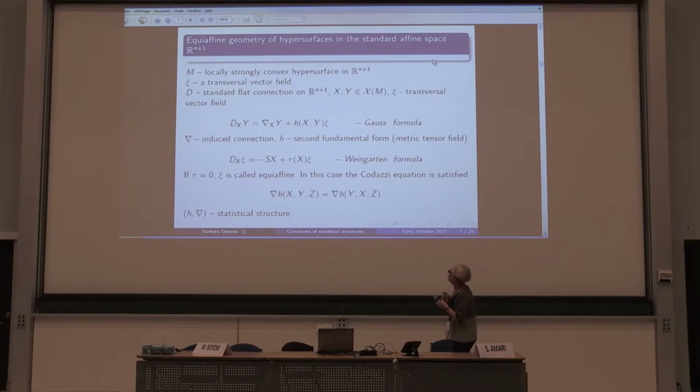And then we can differentiate psi relative to X. Again, we split it into the tangential and transversal part. And if the transversal part vanishes, then the transversal vector field is called an equi-affine transversal vector field. In this case, we have the curvature equation, again, as in the Euclidean or metric case. So again, we have a statistical structure.